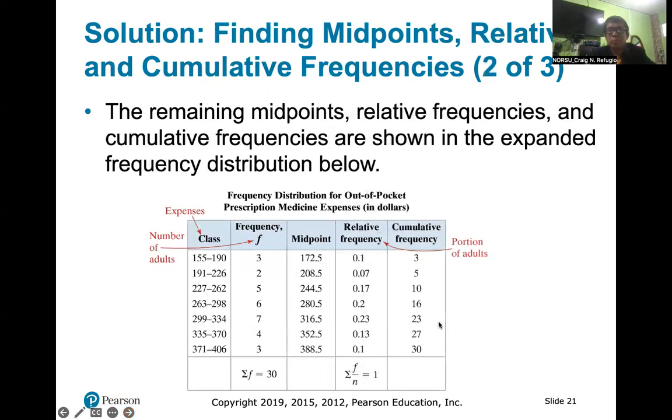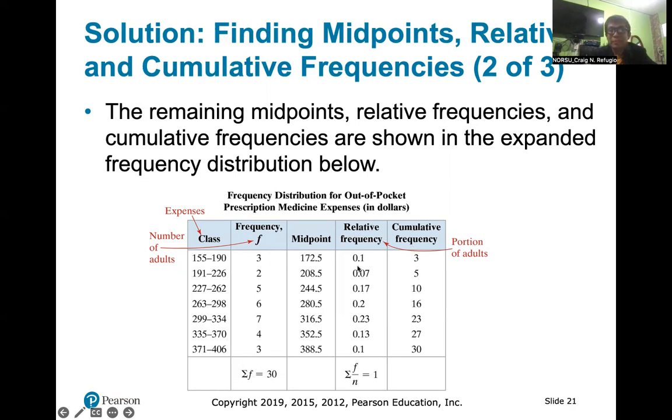So if you're going to have the overall frequency distribution, we don't need to write the tally anymore, but instead we write the frequencies because the frequencies are equal to the number of tallies. So we have now the class, the frequency, the midpoint, the relative frequency, and then the cumulative frequency. Take note that the frequency column total is 30. That is equivalent to the total number of data found in the given.